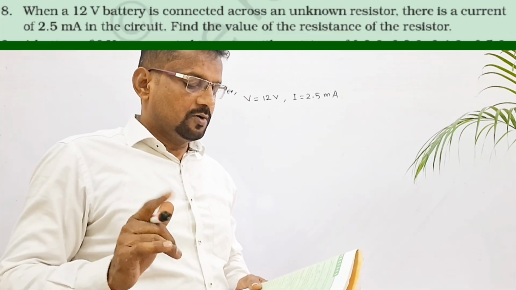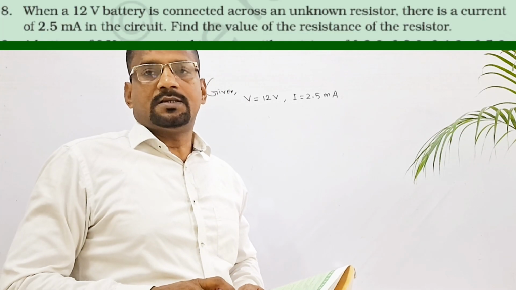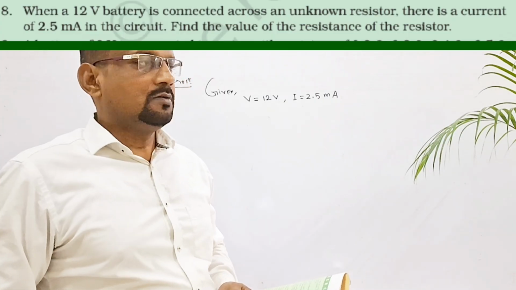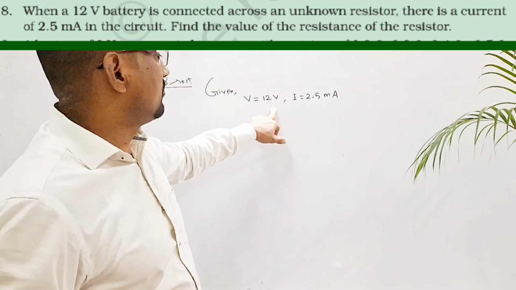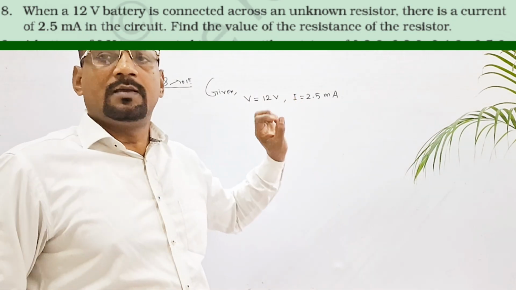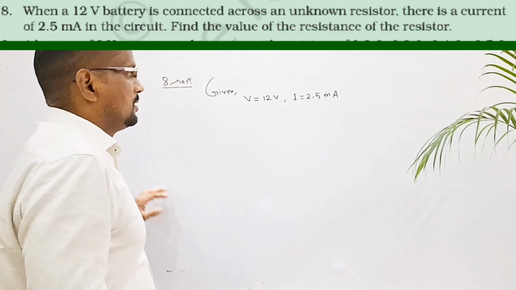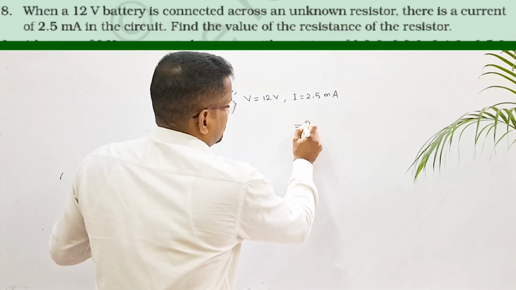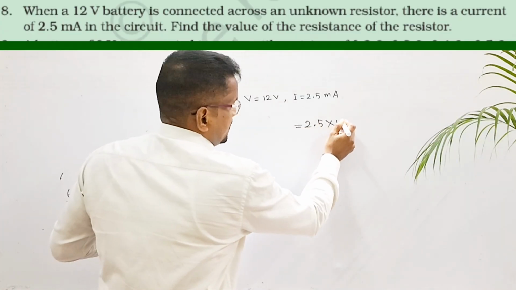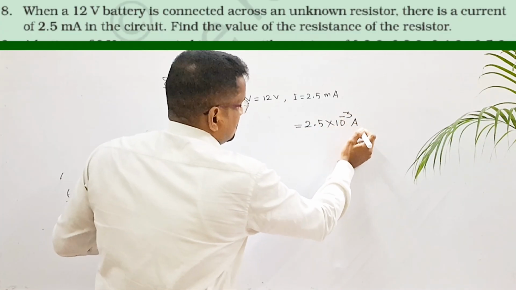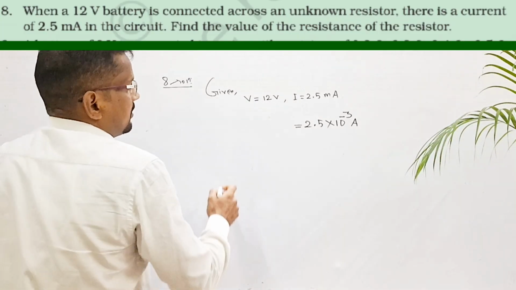So 2.5 milliampere current is flowing in the circuit. Find the value of the resistance. Simple question, by Ohm's law you can find out, because potential is given and current is given. That's why I have written potential is given 12 volt and current is given 2.5 milliampere. But you have to convert it into ampere, which is the SI unit of current. So here 2.5 into, you can divide it by 1000, or simply write 10 to the power minus 3. That's your ampere.